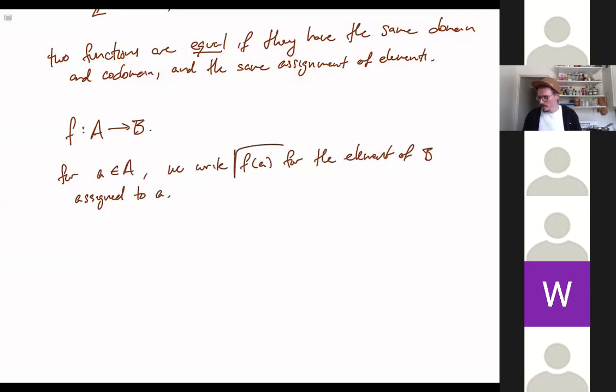So this is probably quite familiar. This is how you generally write functions in life that you've seen before. But just to write it down again in this case, to be explicit. And we say this element is the image of a under f.